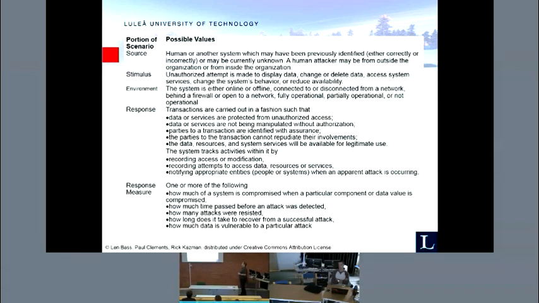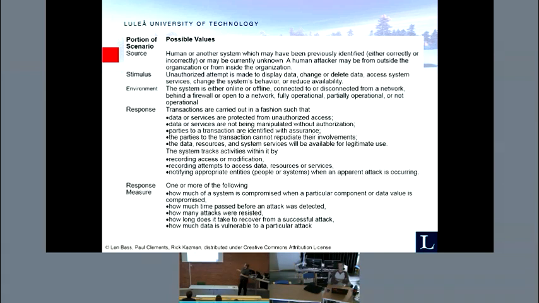So the source is typically another user or another system, a man-in-the-middle attack or whatever. So some form of human attacker or from an outside organization. Stimulus: unauthorized attempts to display data or change data or delete data, modify data. We even try to disrupt a service, etc. Environment: online or offline systems, connected to or disconnected from a network, etc. So fully operational, partially operational, not operational. Those are basically different operational states.